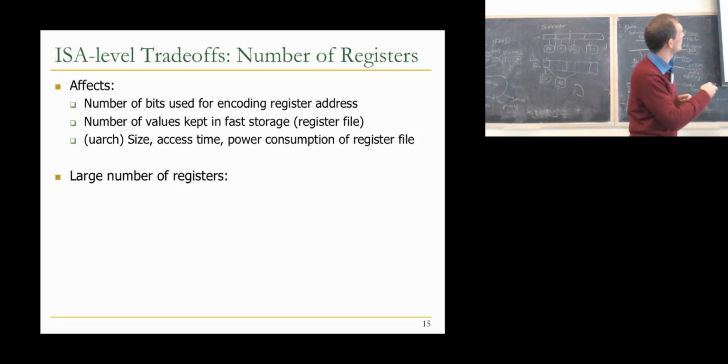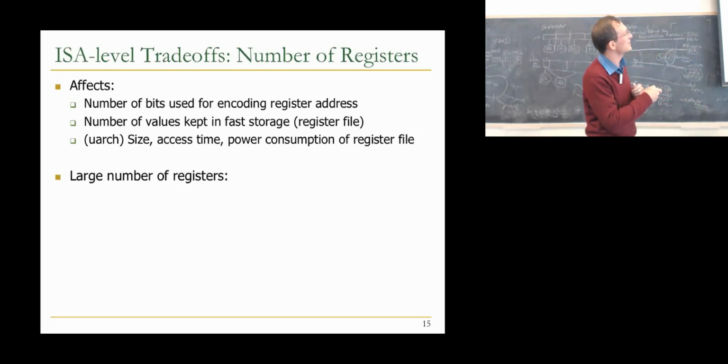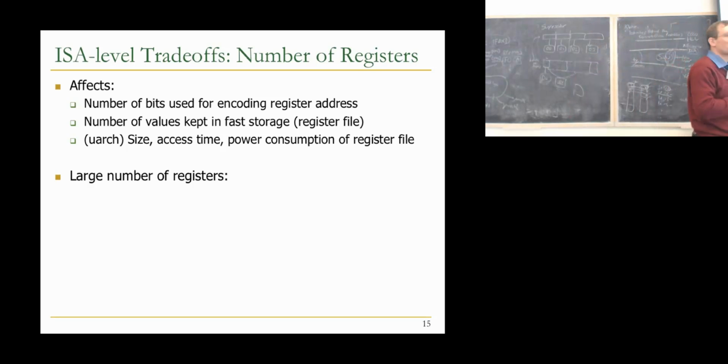Number of registers is an important trade-off. Again, this affects the number of bits used for encoding register addresses and the number of values kept in fast storage. Basically, how large your register file is. And this definitely affects your performance, as we will see. This affects the size, access time, and power consumption of the register file. If you have 1,024 registers, then you have a large register file, and you have to build it, because that's specified by the ISA.